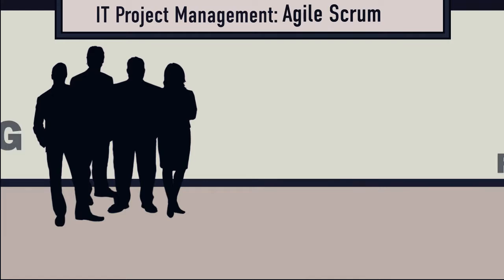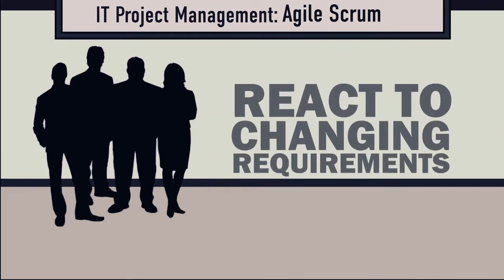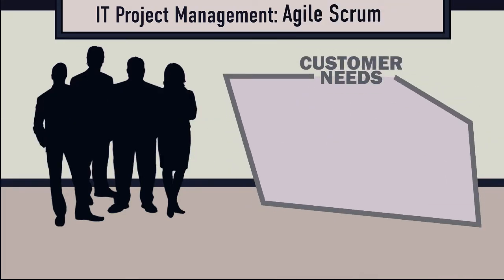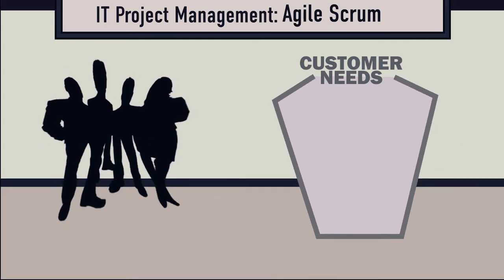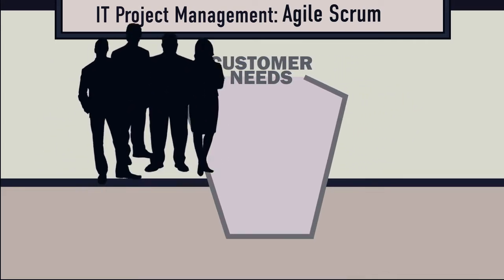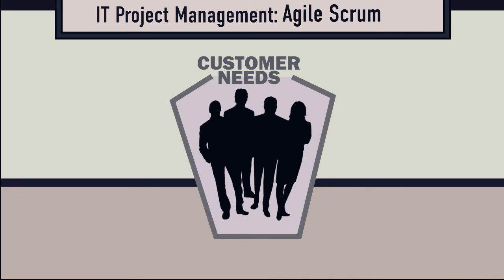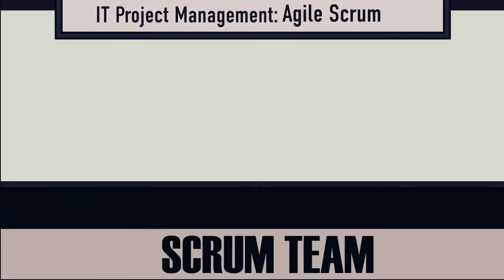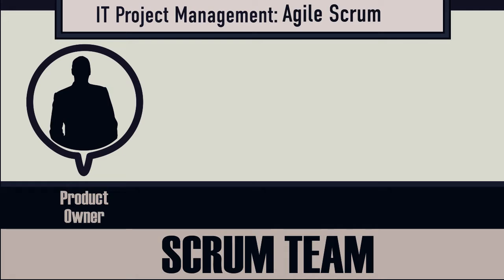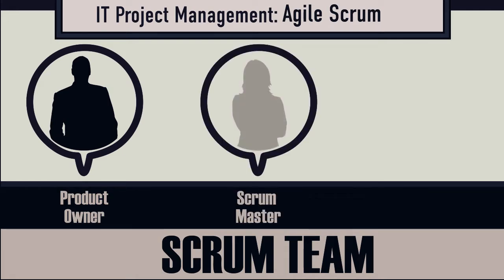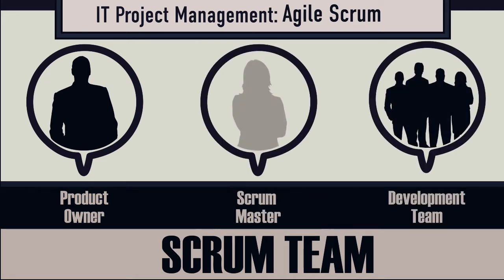Using a Scrum also enables the team to react to changing requirements. As the customer's needs change, the Scrum's flexibility helps the team adjust to the shifting goals. A Scrum team is made of a product owner, a Scrum Master, and the development team.